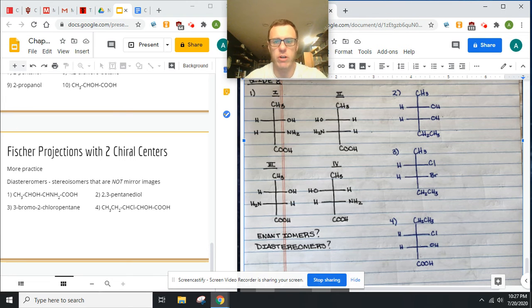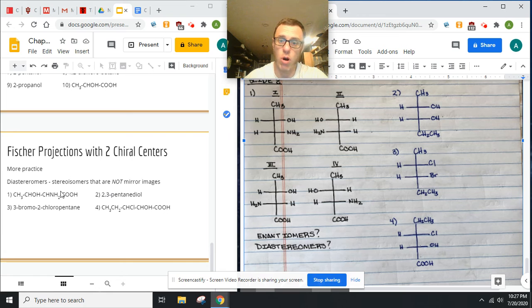This is where vocabulary comes in. 1 and 2 are enantiomers. 3 and 4 are enantiomers. They're mirror images of each other. However, 1 is a diastereomer of 3 and 4. 4 is a diastereomer of 2 and 1. So this is where vocabulary comes up.